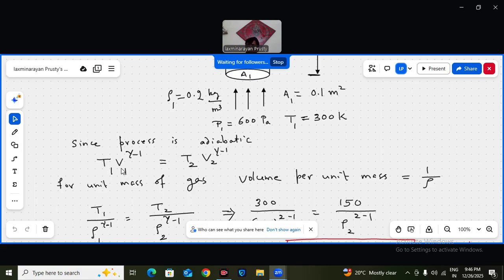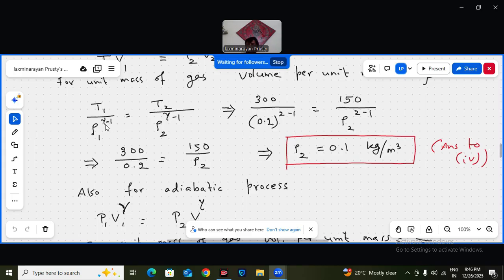Per unit mass, V1 is 1 by rho, because M by V1 is rho, so V by M will be 1 by rho. So that means I can write T1 by rho 1 to the power gamma minus 1 is equal to T2 by rho 2 to the power gamma minus 1.